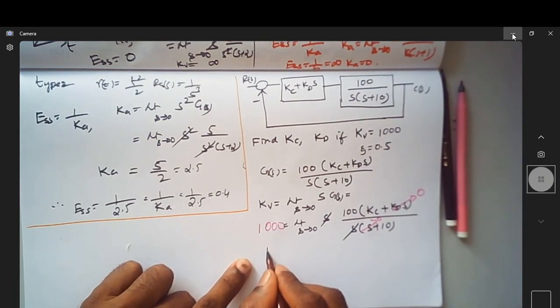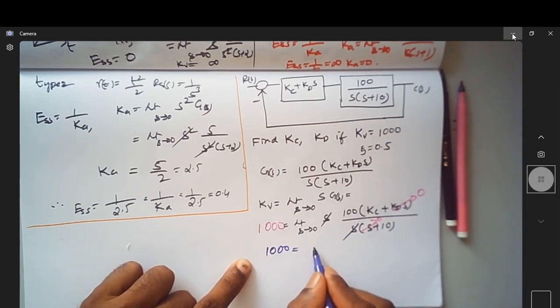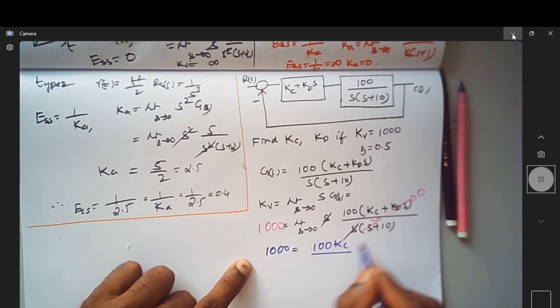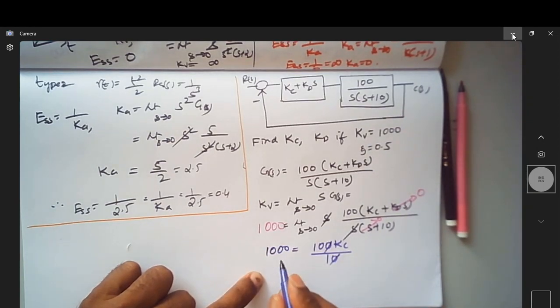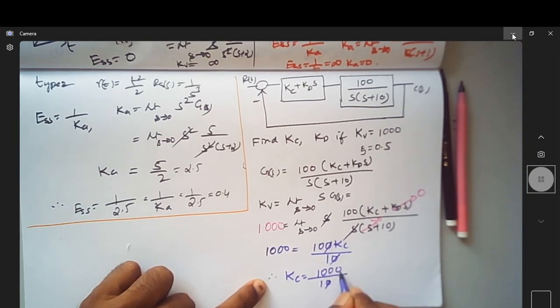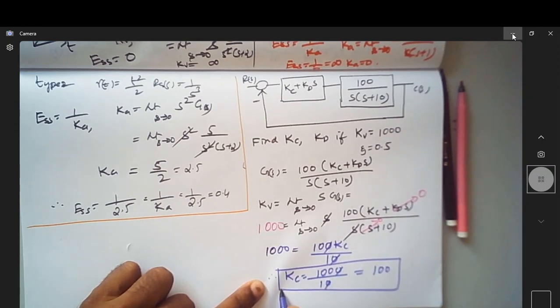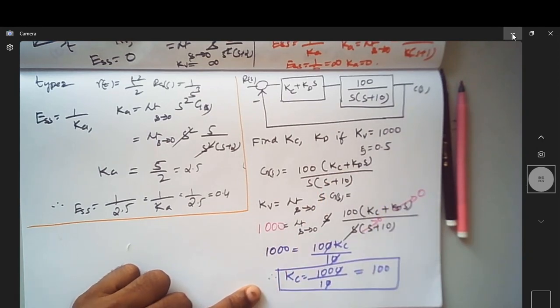So now can I write, 1000 is equal to 100 Kc by 10, because this is 10, this will go with this. So now can I find what is Kc? Kc is equal to 1000 by 10, which will become 100. So Kc is now 100 from this.